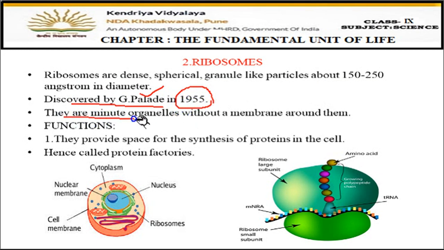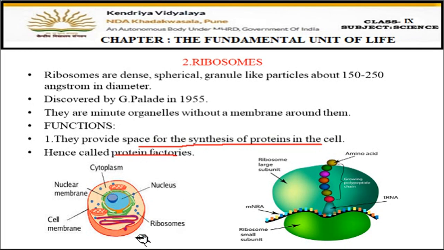Now, they are very minute organelles, very small organelles without a membrane around them. Remember, children, that the majority of the organelles are membrane bound. They have membranes, but ribosomes do not have a membrane. Okay. Now let's see the functions. The main function is that they are the place where the proteins are synthesized. So they are called the protein factories.